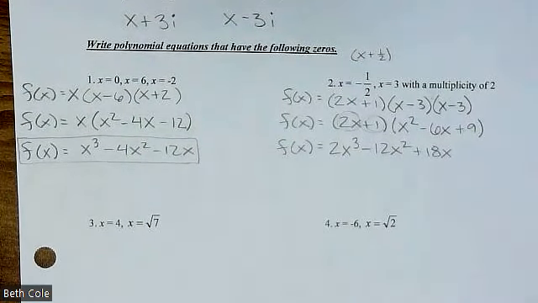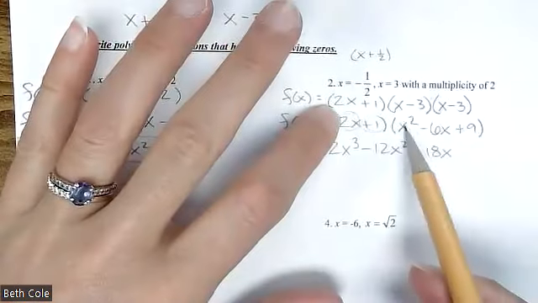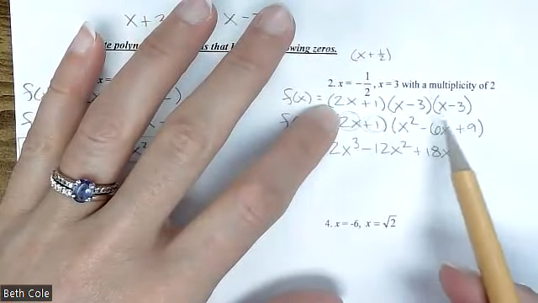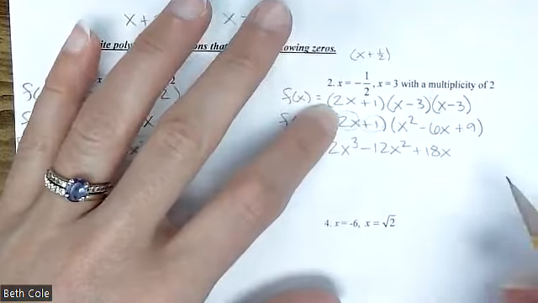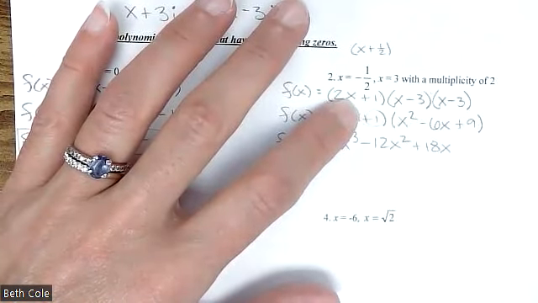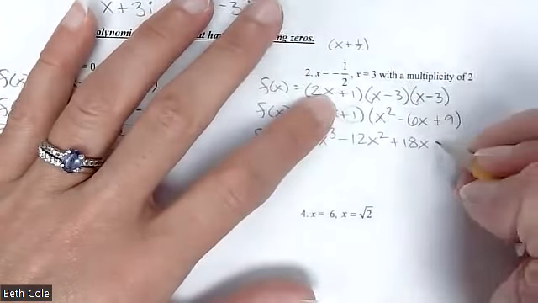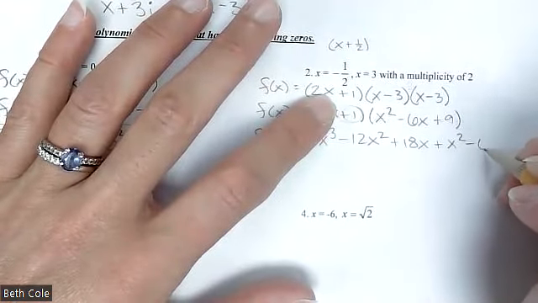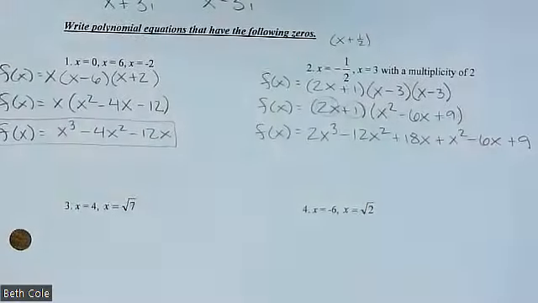Did everyone follow me on that? I took 2x, distributed it through here. Okay, I'm not hearing complaining, so I'm going to keep going. Then if you distribute a 1 through there, what's going to happen? Yeah, it's the same. So just plus x squared minus 6x plus 9.